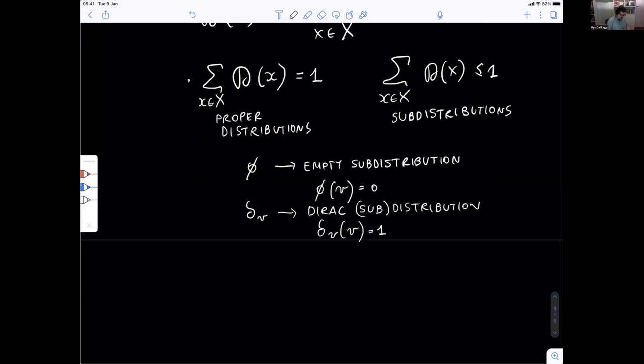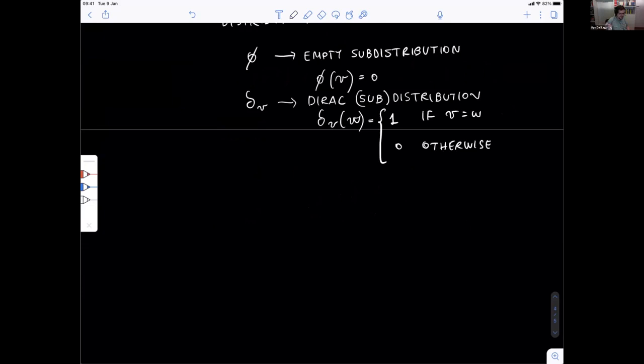Which returns one on the parameter value v, and zero otherwise. Okay. And apart from that, we don't need anything more. The dynamic semantics, the operational semantics, is the usual one, except that, of course, now if you don't feed the operational semantics with a high enough step index, so the step index is 0, you just return the empty sub-distribution.